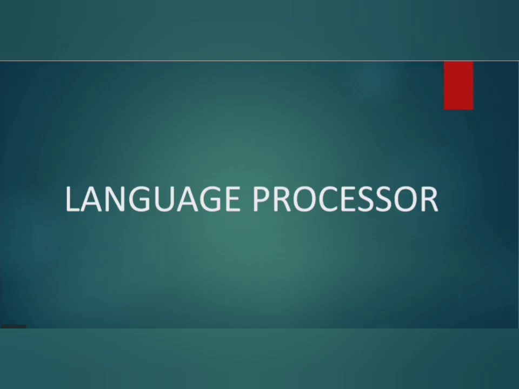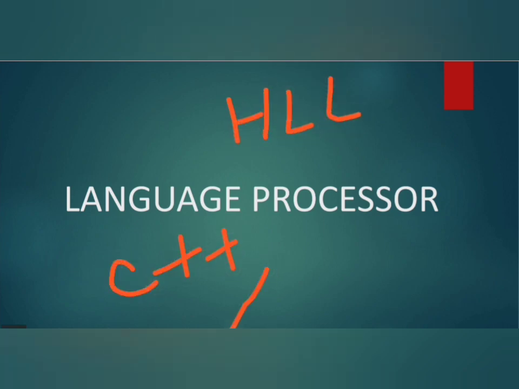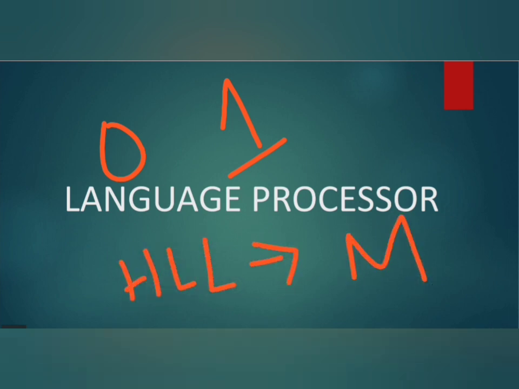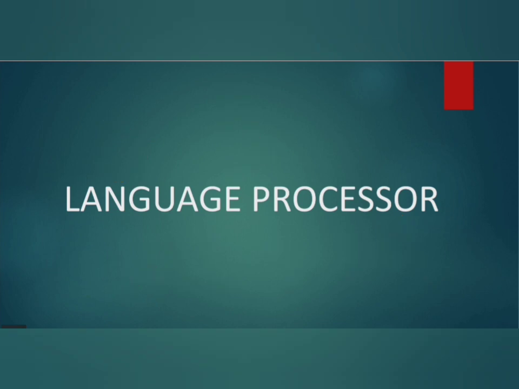For writing programs into a computer, we basically use high level languages. High level languages means, for example, we have C++, we have Java. So we use all these programming languages, right? So computer doesn't understand high level language or even assembly language. So it understands only machine language, that is 0 and 1. So this language processor is basically a translator which translates high level language to machine language. So we'll go for the types of language processors, and also we'll go for the definition.